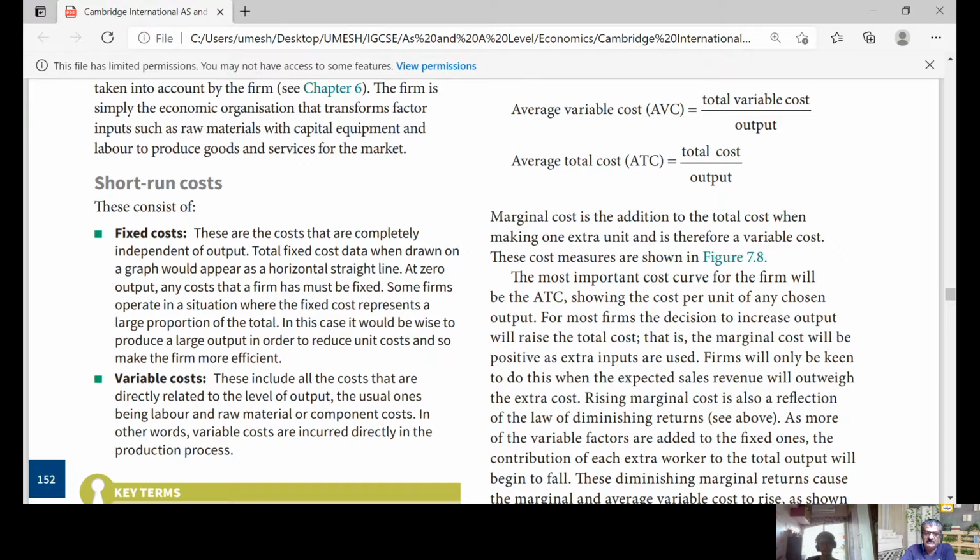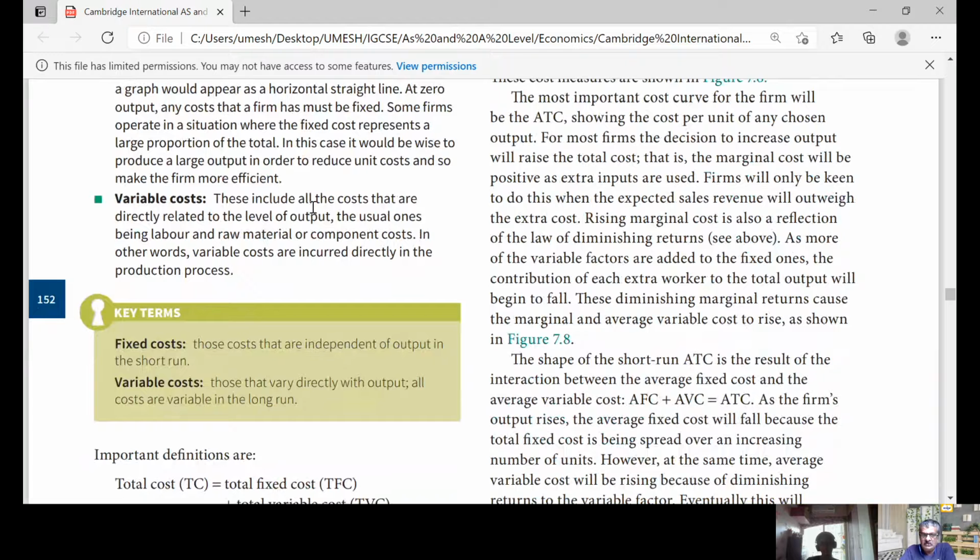And now coming to the variable cost. These include all the costs that are directly related to the level of output. That means labor cost or raw material cost. The usual ones are labor and raw material or component cost. In other words, variable costs are incurred directly in the production process.